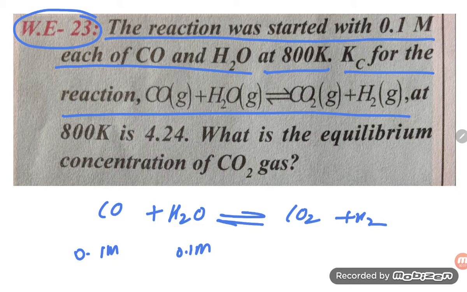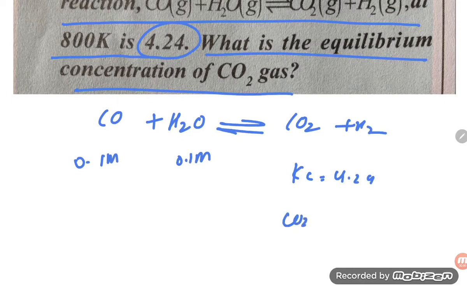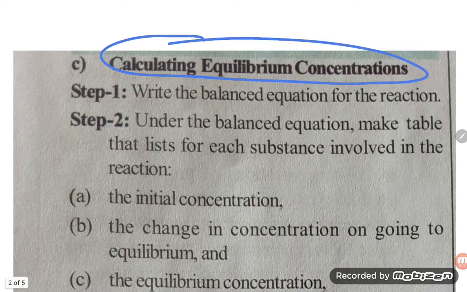Kc for the reaction at 800 Kelvin is 4.24. So they have given Kc as 4.24. What is the equilibrium concentration of CO2? So they are asking for the CO2 concentration at equilibrium. How will you be able to solve this, student? We are calculating the equilibrium concentration.